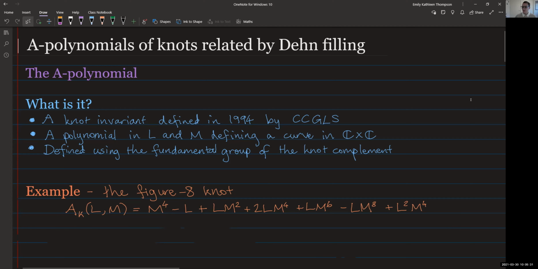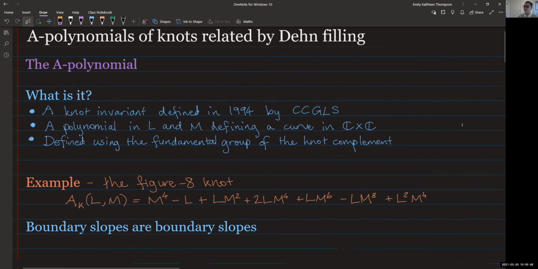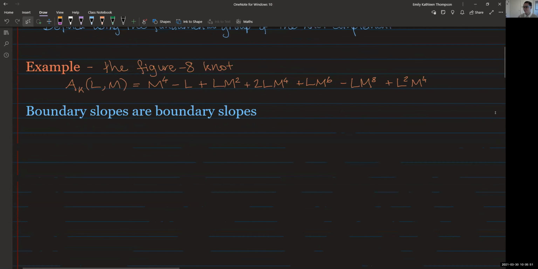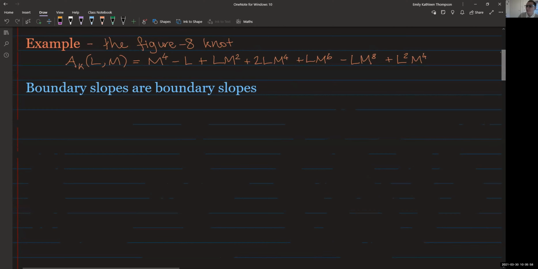So let me tell you about one of the really interesting results about the A-polynomial that might get you a little bit interested. The result can be referred to as the boundary slopes theorem, which basically refers to two different notions of a boundary slope. The first notion of a boundary slope is that of the Newton polygon. You can talk about the Newton polygon of any two variable polynomial.